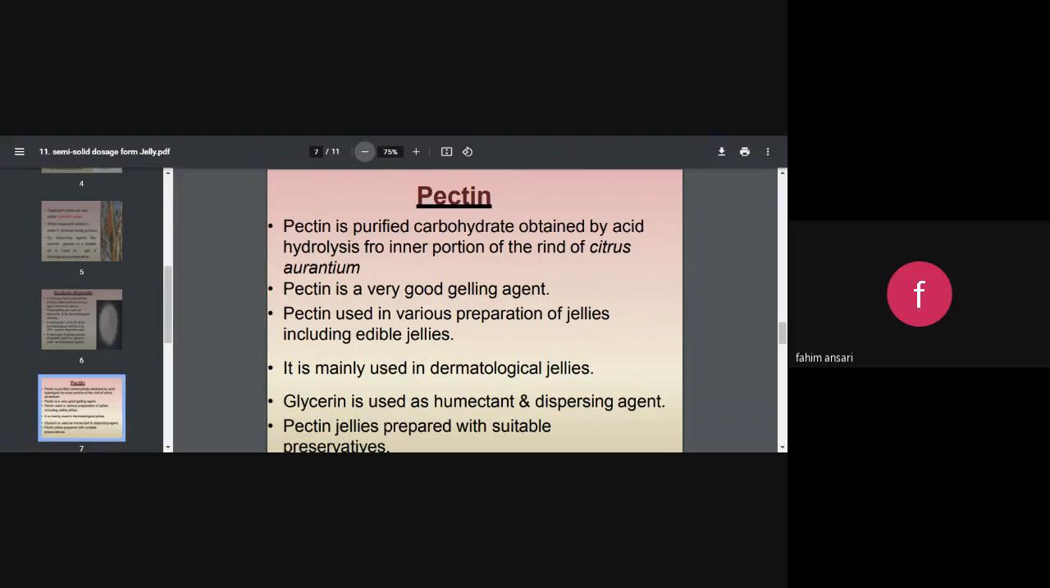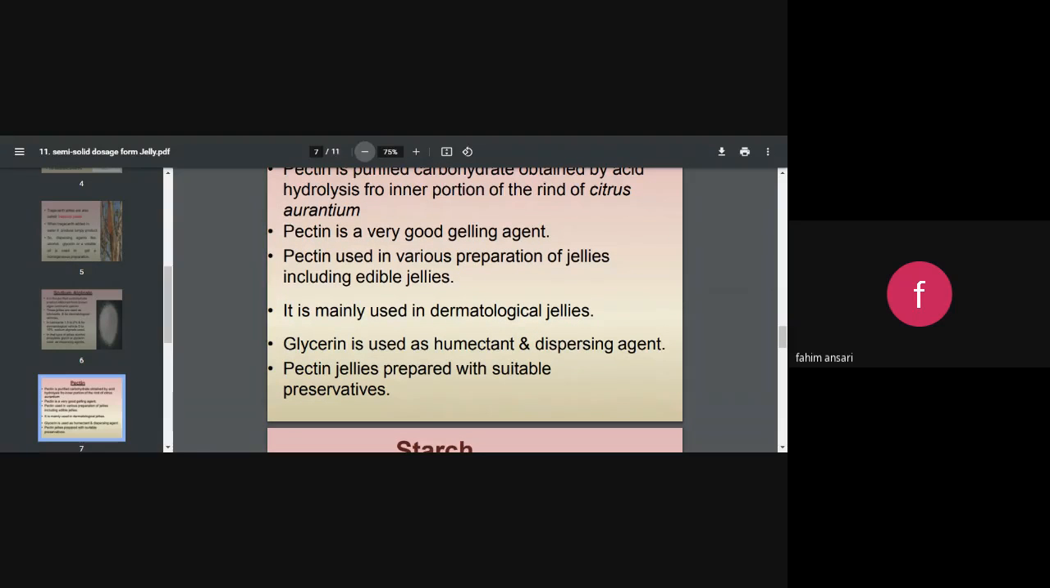It is mainly used in dermatological jellies. Glycerin is also used with them, to provide consistency, and as a humectant and dispersing agent. Pectin jelly is prepared with a suitable preservative. As it is carbohydrate in nature, it may lead to microbial growth, so a preservative is also used in these formulations.